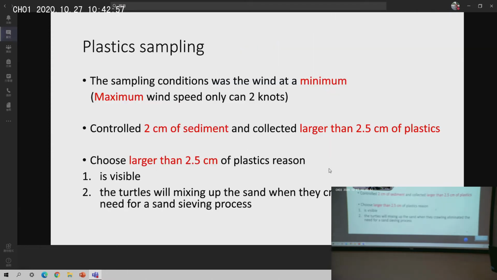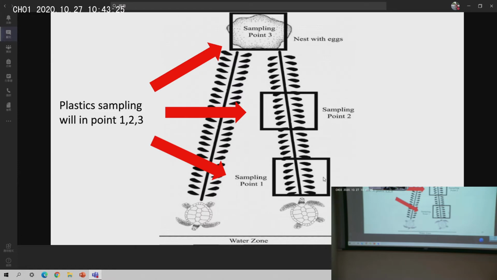For the plastic sampling, the sampling condition was that the wind was at the median, and the maximum wind speed could only be 2 knots. We controlled for 2 centimeters of sediment and plastics larger than 2.5 centimeters. Why choose plastics larger than 2.5 centimeters? Because they are visible, and turtles mix up the sand when they crawl in, eliminating the need for a sand sieving process. The plastic sampling is done at points 1, 2, and 3.